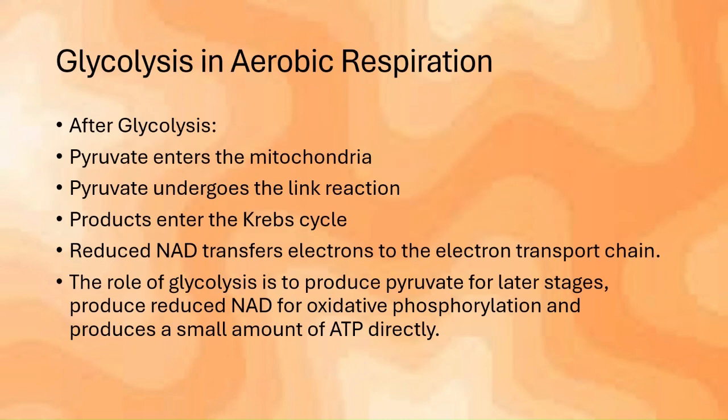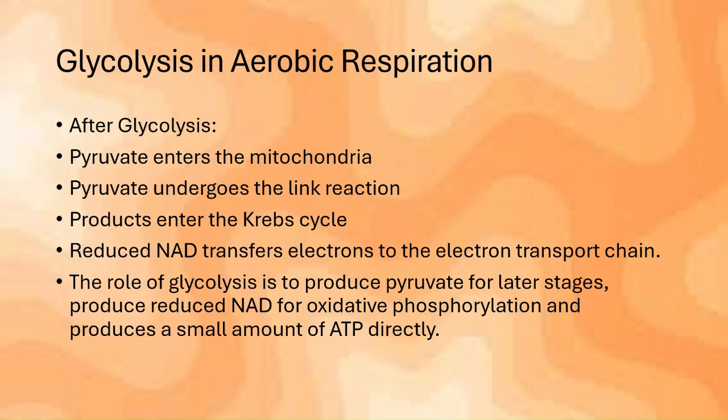Glycolysis happens in both aerobic and anaerobic respiration. However, it takes 2 different paths after glycolysis, depending on whether it's aerobic or anaerobic. So if glycolysis has taken place in aerobic respiration, because glycolysis is the same for both, that doesn't matter, but after glycolysis has taken place, pyruvate enters the mitochondria and undergoes the link reaction. It then enters the Krebs cycle and reduced NAD transfers electrons to the electron transport chain.